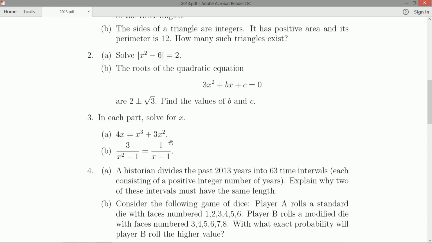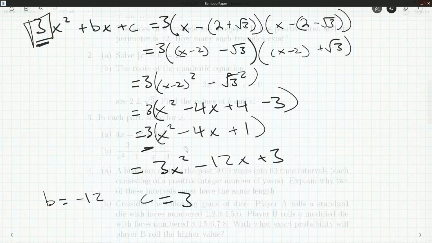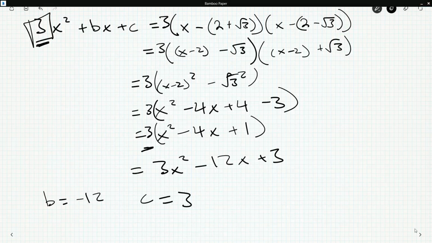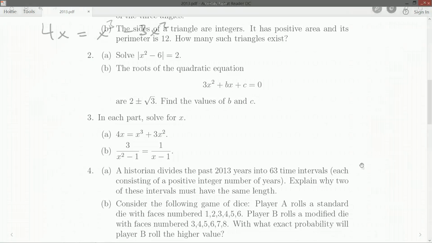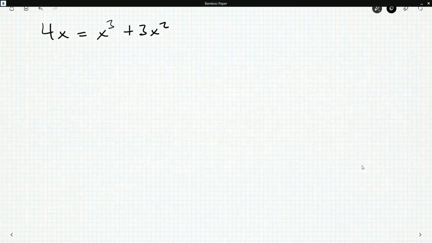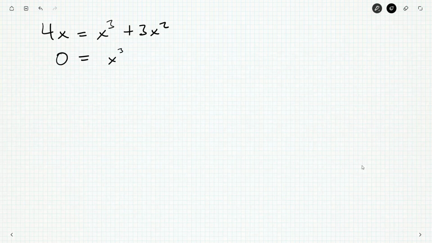Okay, so 4x is x to the 3 plus 3x squared. All right. Get ourselves another piece of paper. 4x, x to the 3, I think it was minus 3x squared, plus 3x squared. Okay. Well, let's bring it all over to one side. Factor out an x, and we'll be left with a quadratic.